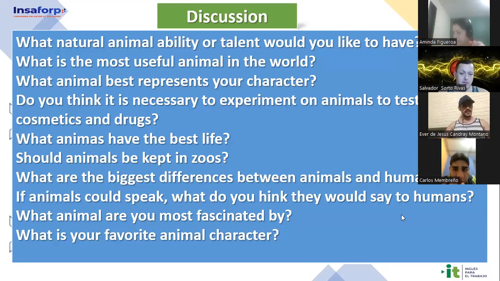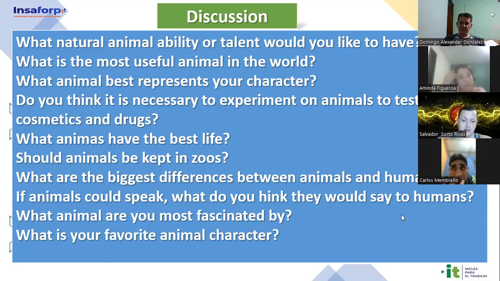Should animals be kept in zoos? Yes or no, Ever? In my opinion, animals need their natural habitat, not zoos. Okay. Well, the national zoo is awful, right? In El Salvador, so we don't recommend any animal to this zoo. Even dogs, I don't recommend to be there. But other zoos, yeah.